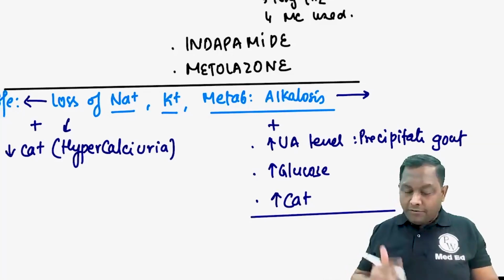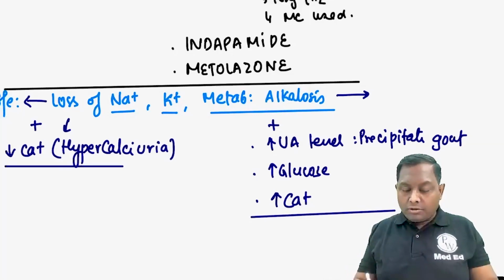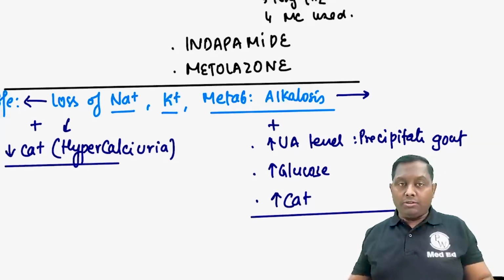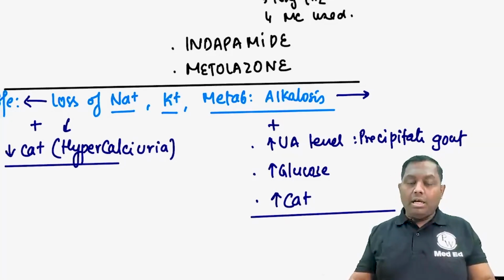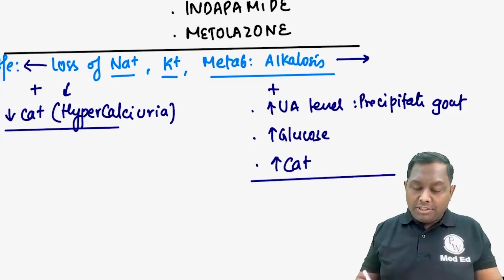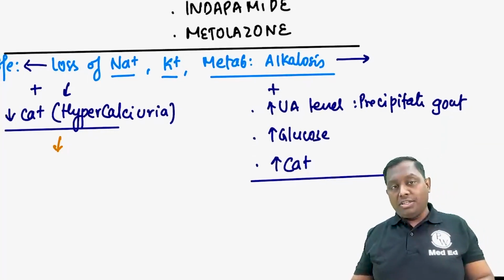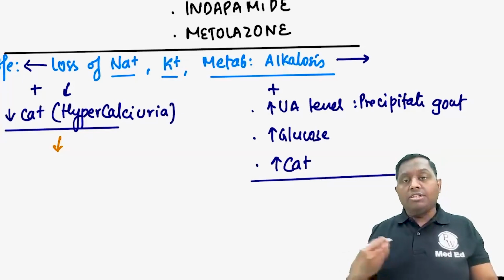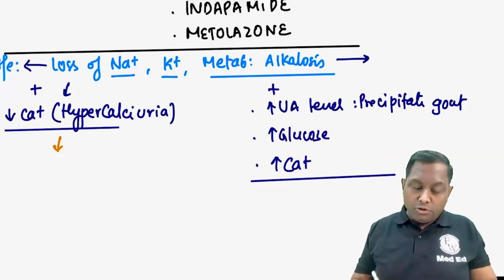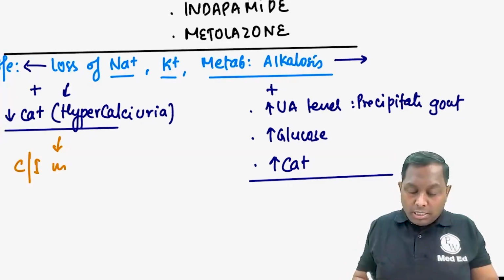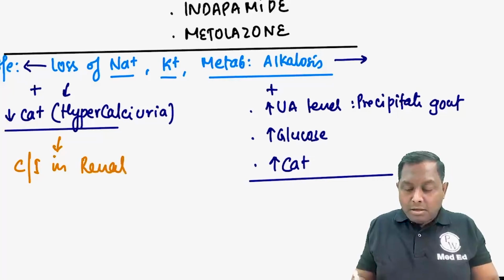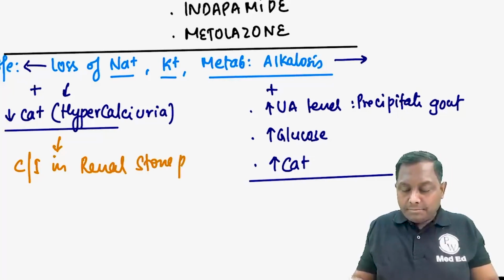On the other hand, loop diuretics cause loss of calcium. This explains why in examinations, when the examiner asks which diuretic is preferred in a patient with renal stone and which diuretic is contraindicated, here we have the answer to both questions. This is going to be contraindicated in patients with renal stone.